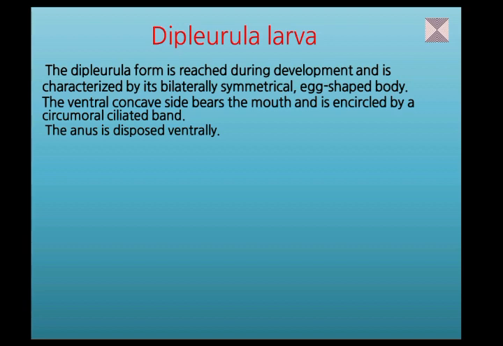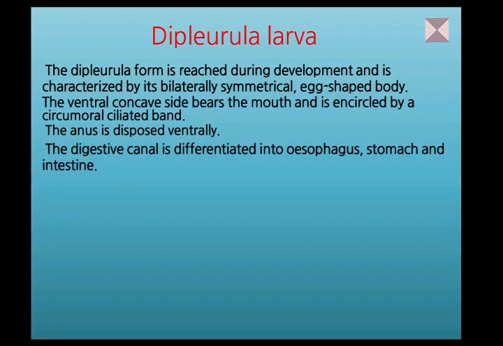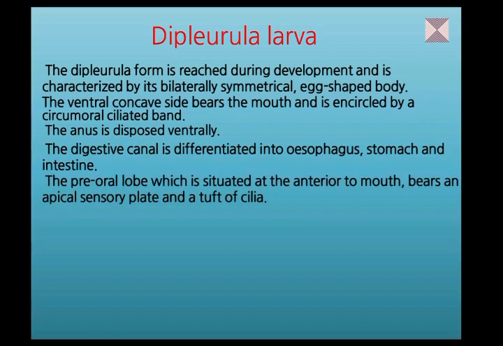Now if I take the second thing, the anus is disposed ventrally. That means the anus is also present on the ventral side. You may have heard of a word called torsion, which actually occurs in the case of mollusks. But over here, there is some kind of process in which the anus and the mouth are also rotated to some degree. So here the ventral anus is also present. The digestive canal is differentiated into esophagus, stomach, and intestine that we have seen in the diagram.